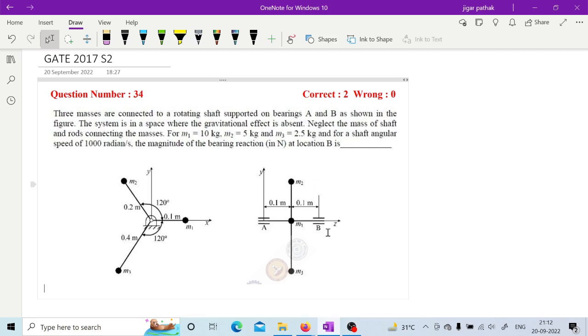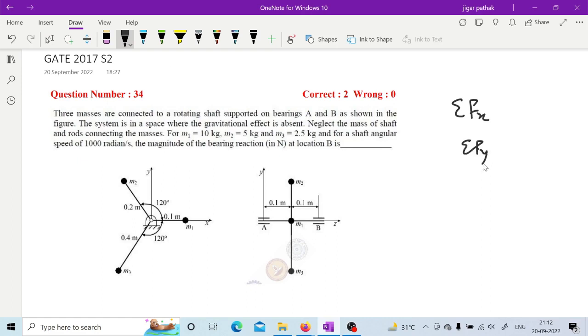Here M1, M2, M3 are on the same plane, right? As you can see here. So can you try this question? Yes, sir. What you have to do is calculate sigma Fx and sigma Fy in order to calculate the bearing reaction RB. Okay, sir. Got it. So M R omega square cos theta, you can neglect omega square here actually. You can directly go for sigma MR cos theta, sigma MR sin theta.